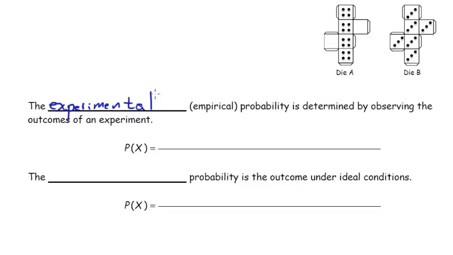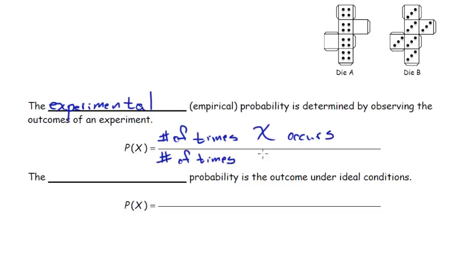It is the number of the times. So this here, this probability of X. X is the event I'm interested in. So this is going to be the number of times X occurs divided by the total number of times the experiment is repeated. So this was when we actually performed the experiment and rolled the dice.